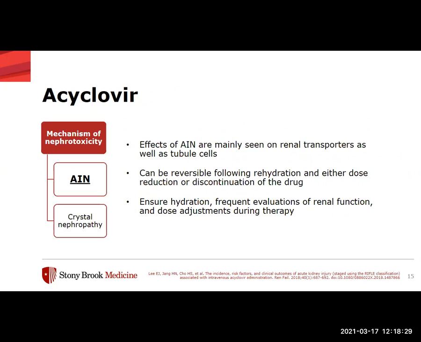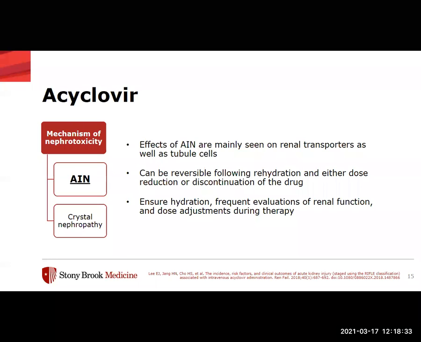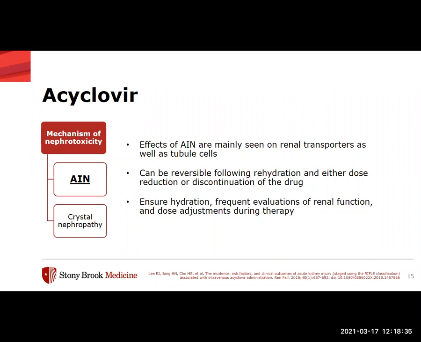And in terms of managing acute interstitial nephritis secondary to acyclovir therapy, nephrotoxicity is reversible upon rehydration of the patient and either dose reduction or discontinuation of the drug altogether. So in terms of preventing the incidence of acute interstitial nephritis due to acyclovir therapy, it is important to adequately hydrate the patient, monitor renal function frequently, and make any dosage adjustments that may be indicated during therapy.